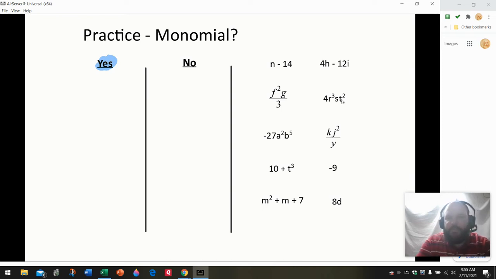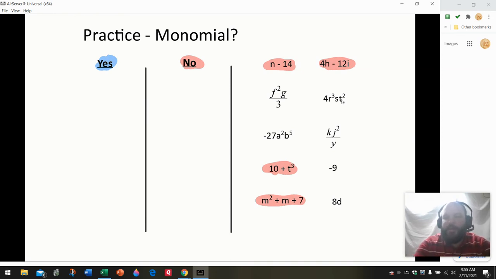If I'm looking at that first one, n minus 14, that one is separated by a minus. As I said, if there's a minus in there, it's going to be no. So I'm going to make that one red. So that one is no. Looking at the next one, 4h minus 12i, once again, there's a minus sign in there. So that's going to be a no. And actually, in all of these ones that have a plus or minus on them, I'm going to go ahead and highlight them in red. That's not a monomial. This is not a monomial. So there's all the ones that have pluses or minuses in them where numbers or variables are being separated.